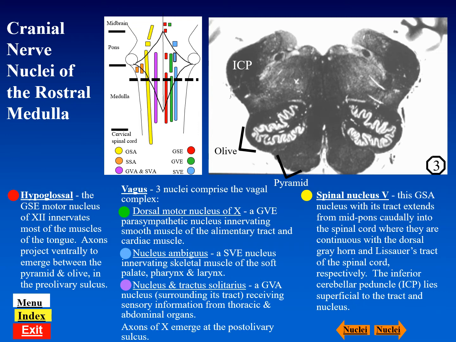The cell columns in this rostral medullary level are similar to those that we saw in the caudal levels of the medulla. That is, there's 1 for the hypoglossal, 3 for the vagus nerve, and 1 for the trigeminal nerve.